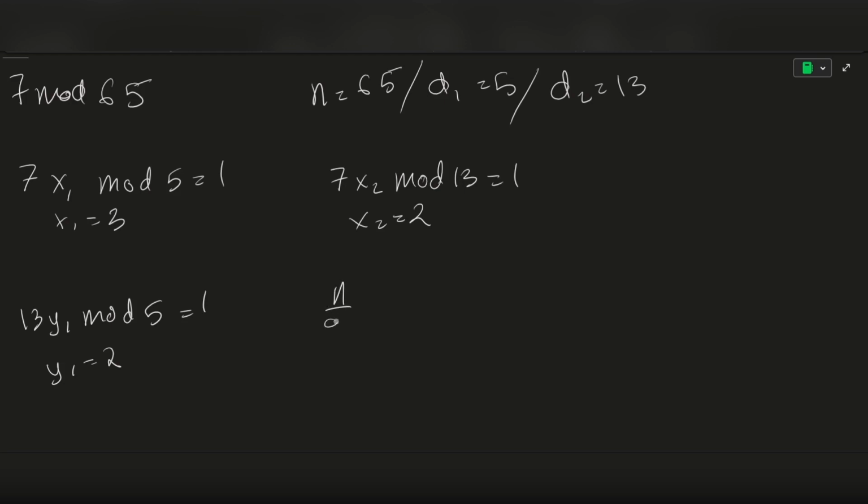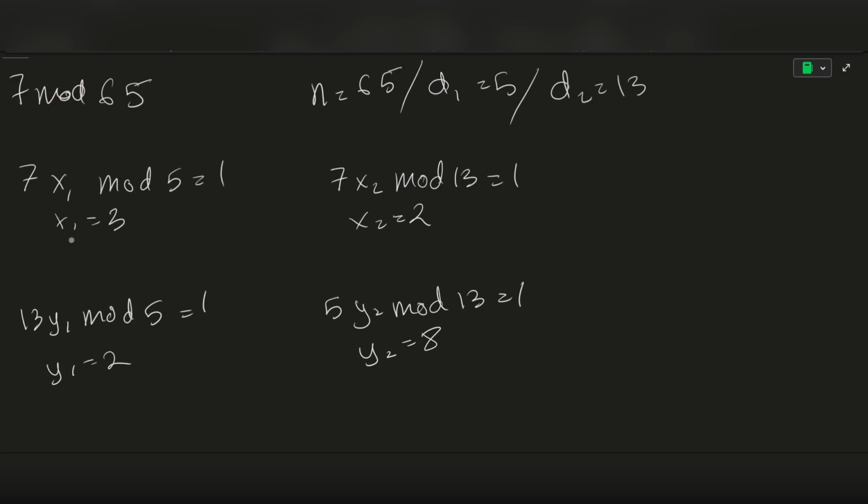Then we have the opposite. We have n over d2, which is 65 over 13, and in this case, this would equal 5. So this would be 5 y2 mod, once again, d2, which is 13, is equal to 1. Then we have y2. So what would y2 be? Is it 1? No. 2? No. We have to do trial and error for this. If we try 13 times 3, this is equal to 39, and 5 times 8 is 40. So 40 mod 13 would equal 1, which means y2 is 8.